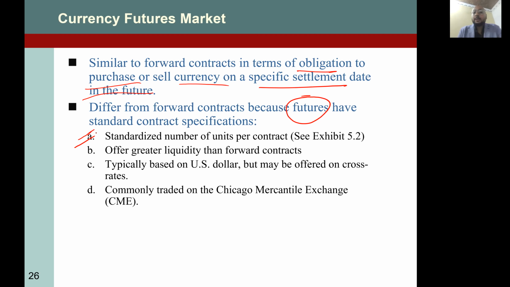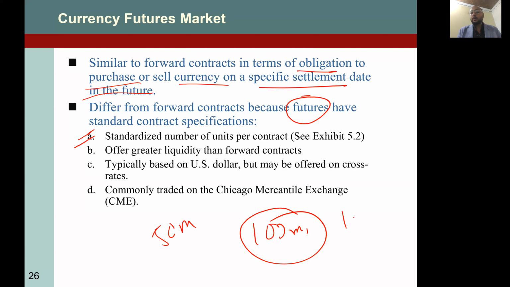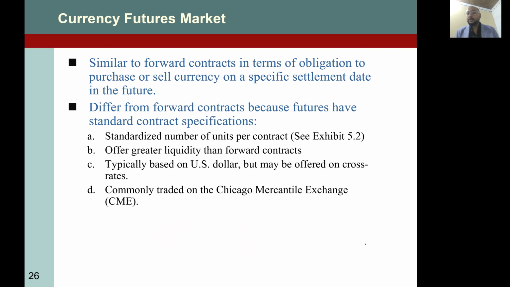Which means the forward can be 400 million, one contract is 100 million, 50 million, 100,000, 10,000. It's customized as required by the customers, right? For individual needs, for company needs, whatsoever. But futures are standardized per contract.